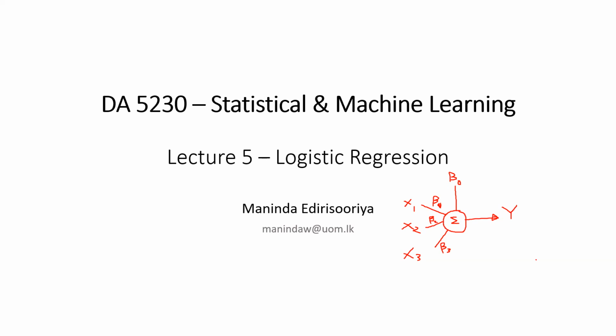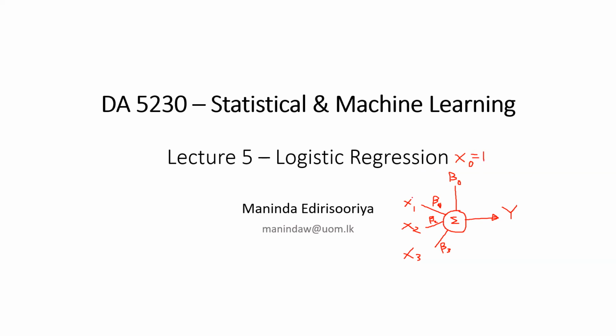If we draw it as a diagram, this is how we can draw it. We haven't discussed it this way, but this representation is very useful when you are learning neural networks. This is actually how a neural network is represented, the very basic form of a neuron. That is why it is very important to understand linear regression and logistic regression. Now you know what linear regression is. We multiply beta zero with an x variable, which we call x zero, which is equal to 1.